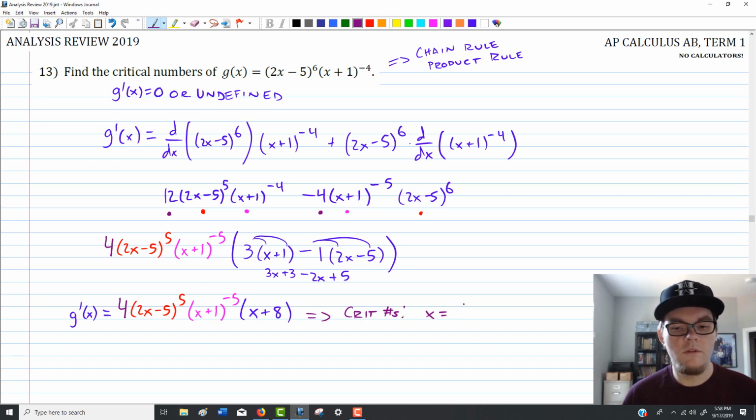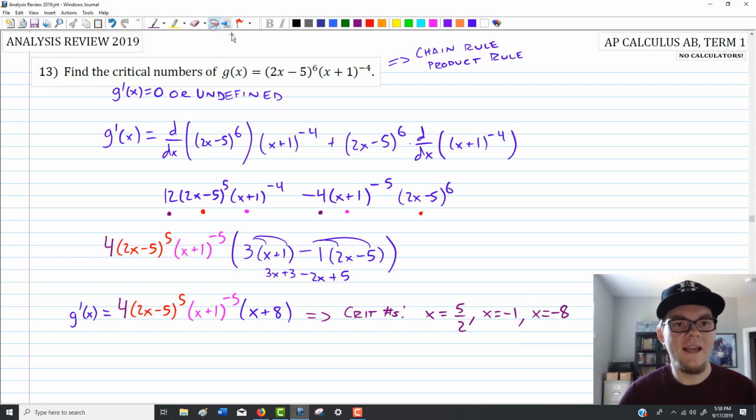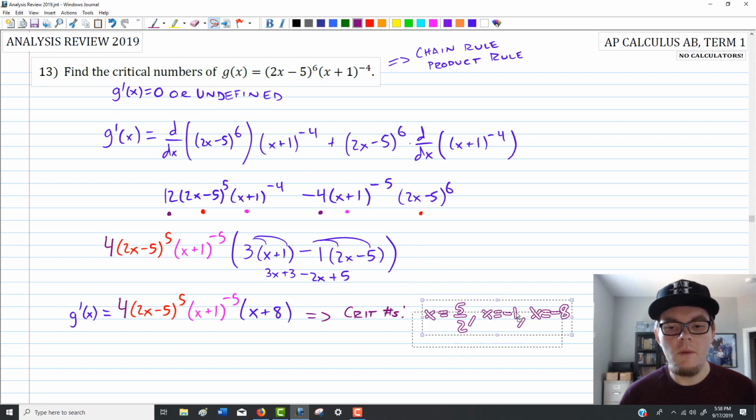We have x equals 5 halves. We have, oh, I didn't lay down. It's my fault. x equals negative 1. And last but not least, x equals negative 8. And then they just kind of box that. So there is one small problem, though.